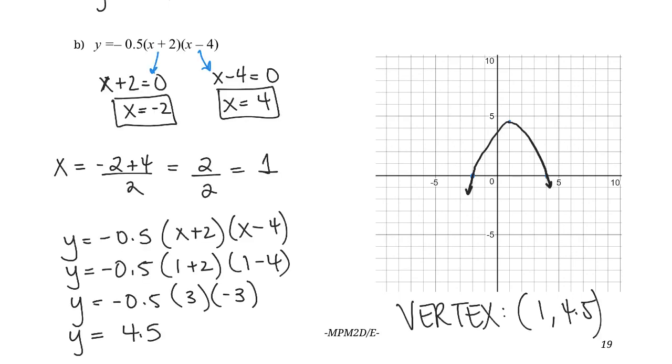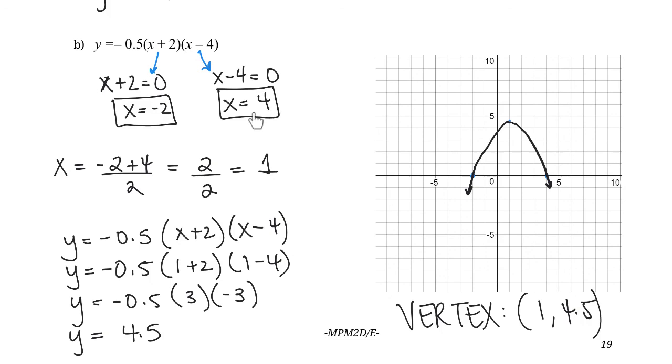All right, so if you did the work, you should have found that your vertex is located at a coordinate point of 1 and 4.5. To go through the steps, we had an equation given to us that was already factored. So all we had to do to find the x-intercepts was take each factor from the brackets, separate them, set them equal to 0, and solve or isolate for x. So we have x-intercepts located at a value of -2 and 4.